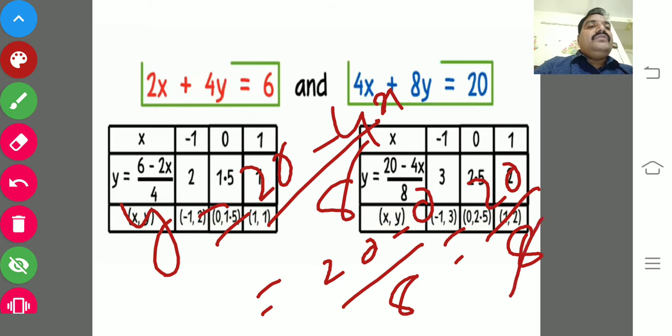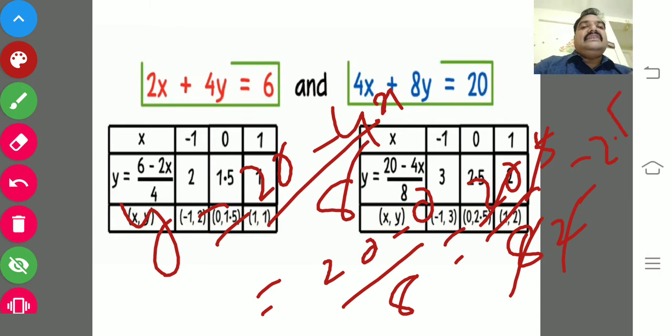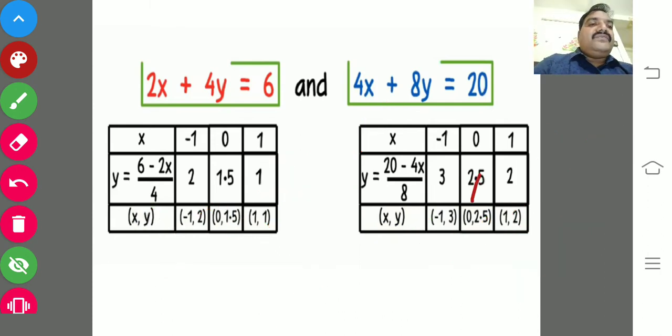With 4 you go: 4 twos are 8, 4 fives are 20, so 5 by 2, 2.5. We all know that. So here we got 2.5. After finding these values, simply write the ordered pair: 0 comma 2.5. Like that, if you substitute 1 in that, you will get 2. If you substitute minus 1 in that, you will get minus 1, 3.